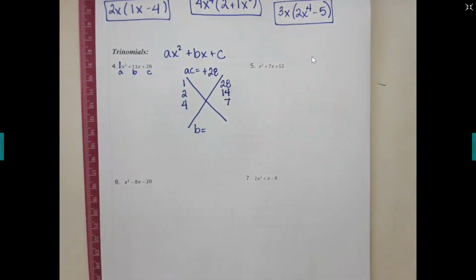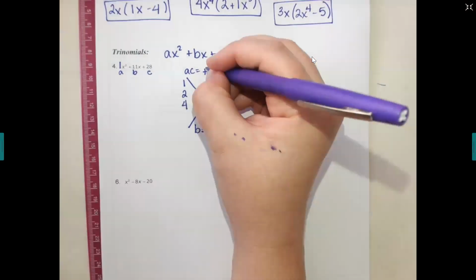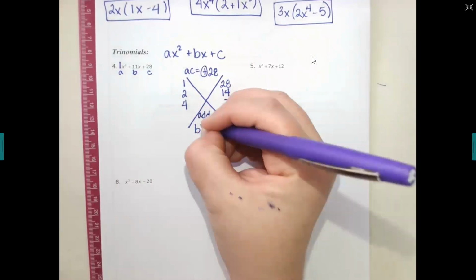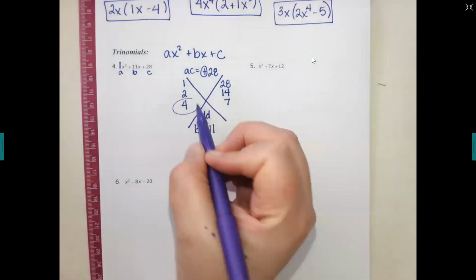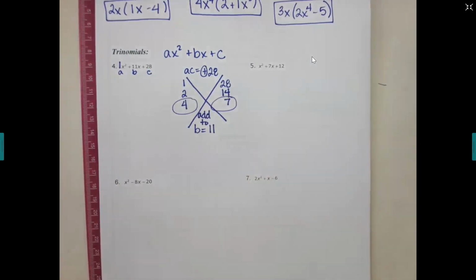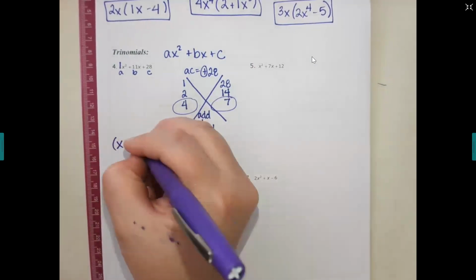Okay, if the number at the top of your chart is positive, you want to choose the pair that's going to add to your B. What is my B from my equation? Okay, it's an 11. Then I want to choose numbers that are going to add to my basement number, which is 11. So looking at your partners, which of those are going to add to 11? 4 and 7. If your A is a 1, you're done. Is my A a 1? Then I'm done. I'm ready to write my factors. It's going to be an x plus 4 and an x plus 7.